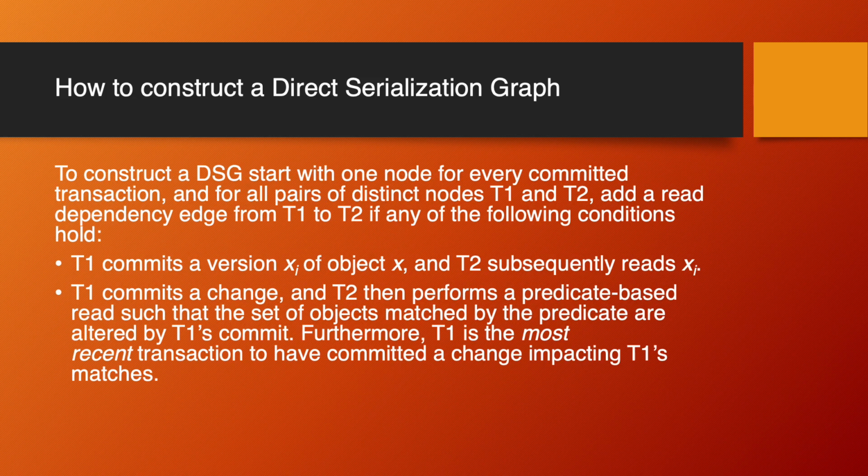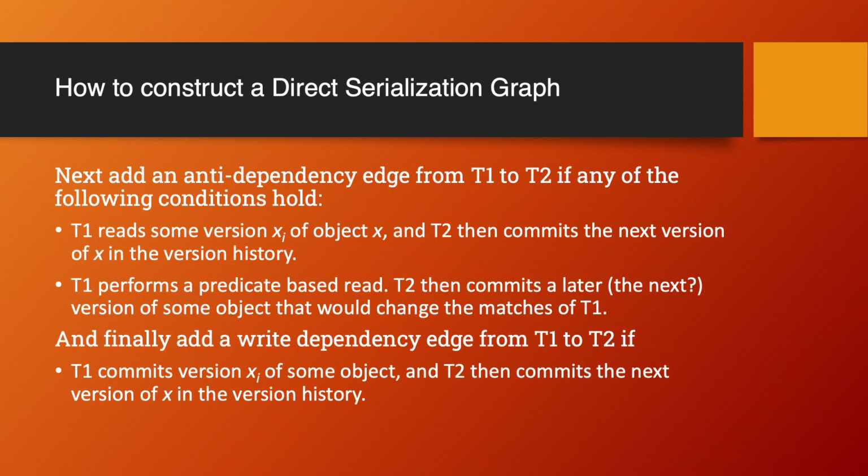To construct a DSG, start with one node for every committed transaction, and for all pairs of distinct nodes T1 and T2, add a read dependency edge from T1 to T2 if any of the following conditions hold. T1 commits a version xi of object x, and T2 subsequently reads xi. Or T1 commits a change, and T2 then performs a predicate-based read where the set of objects matched by the predicate is altered by T1's commit. Furthermore, T1 is the most recent transaction to have committed a change impacting T2's matches.